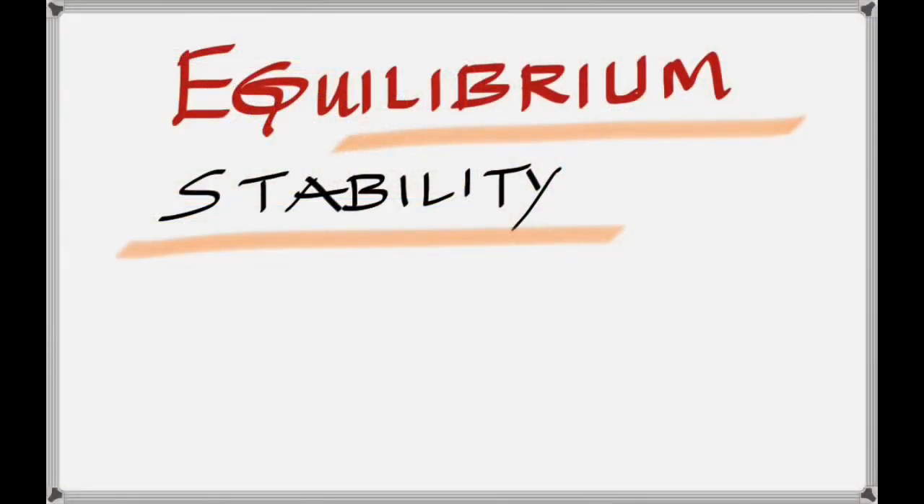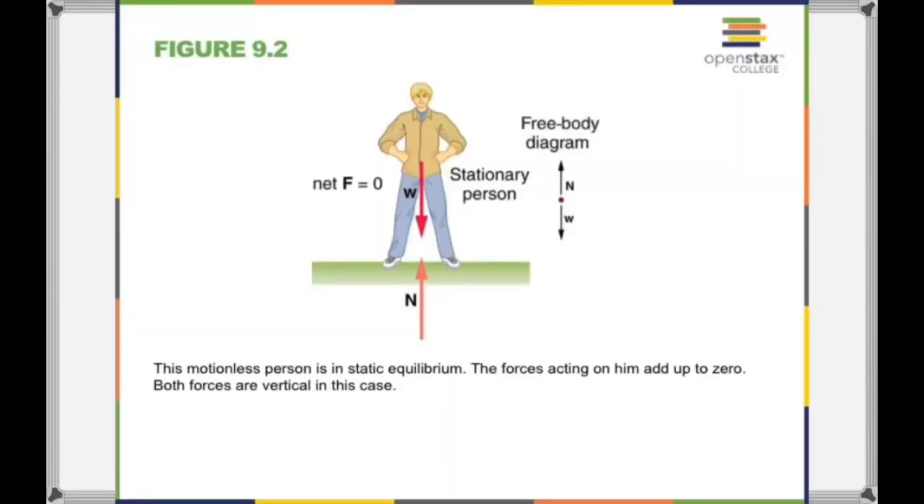Welcome to this chapter on equilibrium and stability. Equilibrium is the state of rest when all the forces acting on an object cancel out, which means that the net force acting on an object is zero. Now, that is just one of the two conditions for equilibrium.